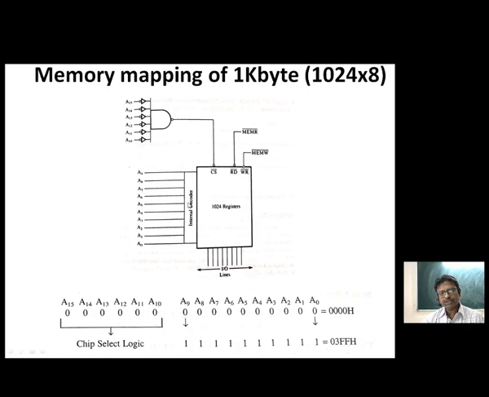And since we have 16 address lines, out of that 10 address lines have been used from A0 to A9 for selection of the individual registers present in the chip. So the 6 address lines which are remaining will be used for the selection of the chip. Now for the selection of the chip, we can design a circuit.